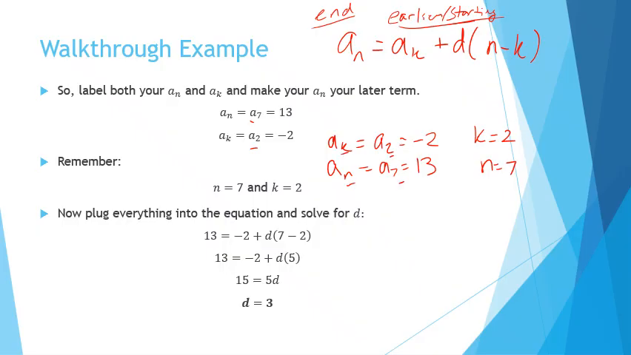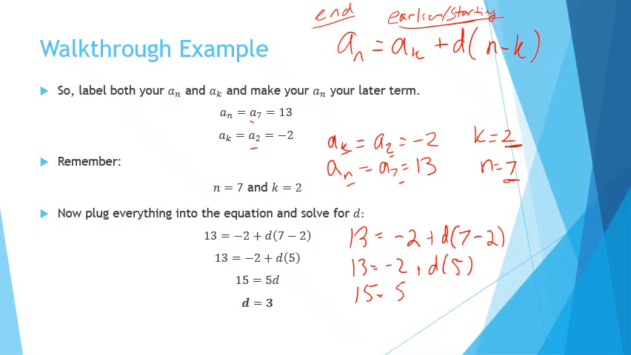And now we can plug everything in, right? a of n is 13 equals a of k, which is -2, plus d, which we don't know yet, times parentheses, and this is very important. It's not 13 minus -2, it's 7 minus 2, because it's n minus k, right? Here we can just solve this equation. So 13 equals -2 plus d times 5. Add 2 to both sides, and then divide both sides by 5 to get your common difference to be 3 here.